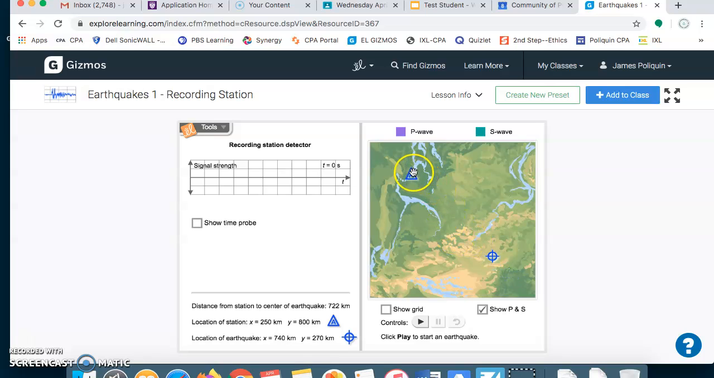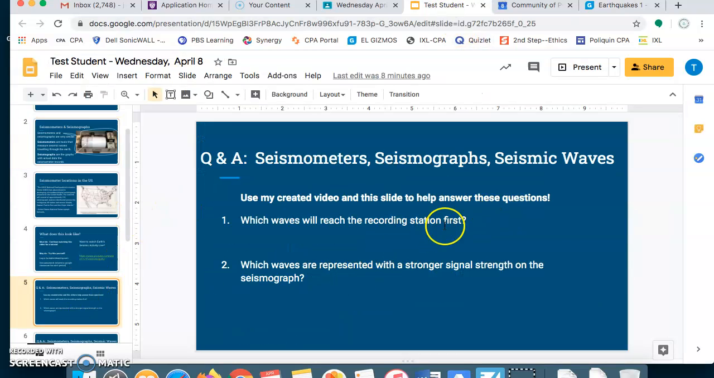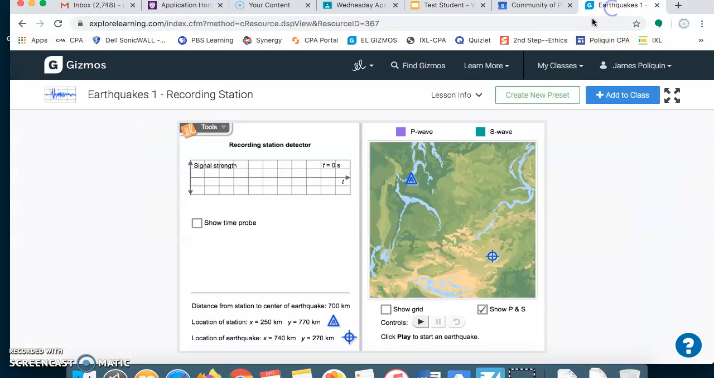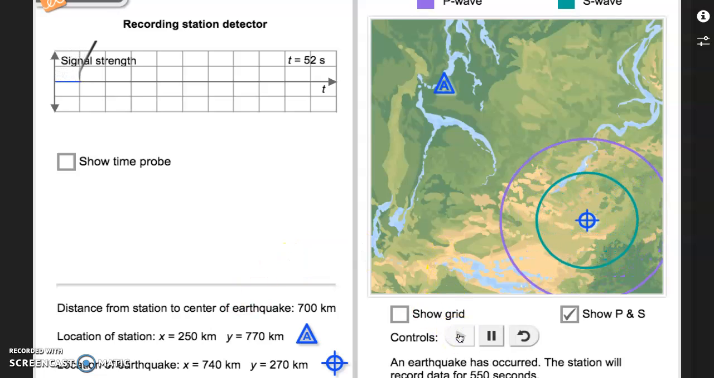So I'm just going to move them about 700 kilometers apart. That'll help us to start. Our first couple of check-in questions: which waves are going to reach the recording station first? Well, let's hit play on our simulation. I'll go full screen for now. So again, here's our earthquake, here's our seismometer, seismograph recording station, picking up the signals. So I'm going to hit play.